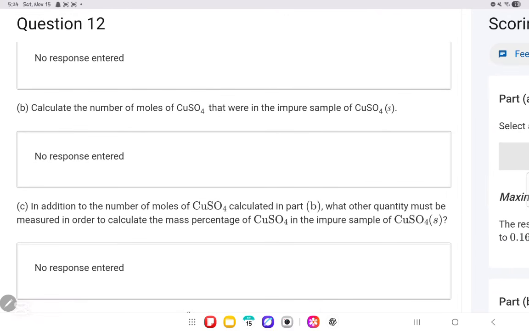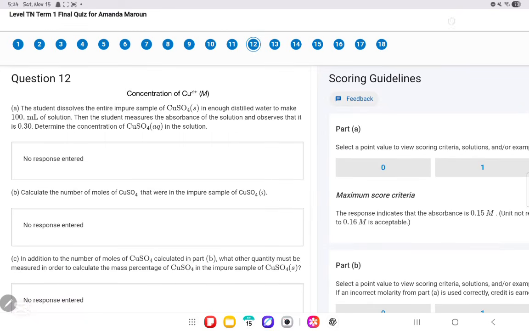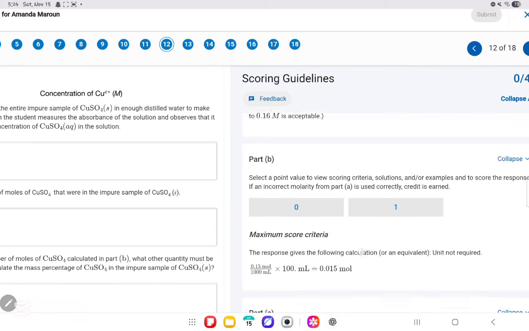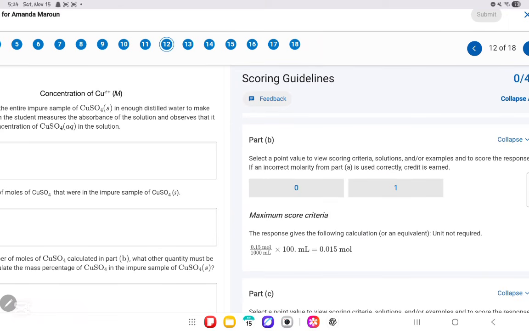Calculate the number of moles of CuSO4 that were in the impure sample of CuSO4 solid. How do I find the number of moles? Number of moles is equal to concentration times volume. So 0.15 times my volume, which is 100 milliliters over 1000 to get my answer in liters. So 0.15 times 100 over 1000. I will get my answer to be 0.015 moles. Right, so what did they say in part B? They did the same exact thing. They changed it from milliliter into liter, and then they got it to be 0.015 moles.